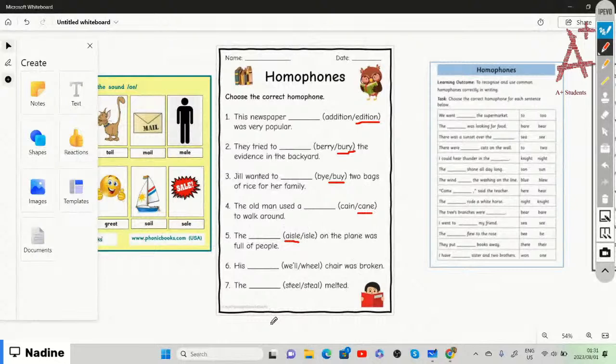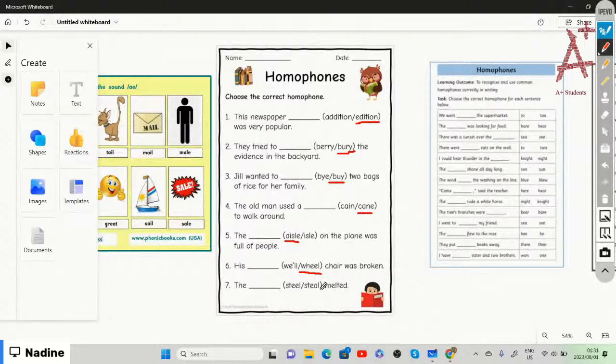His wheelchair was broken. So is it we'll, W-E apostrophe L-L, or wheel, W-H-E-E-L, for wheelchair was broken, right? So we'll go with the second one, which is wheel, right? Because the first one refers to we will, almost like saying we will, right? So that is incorrect.